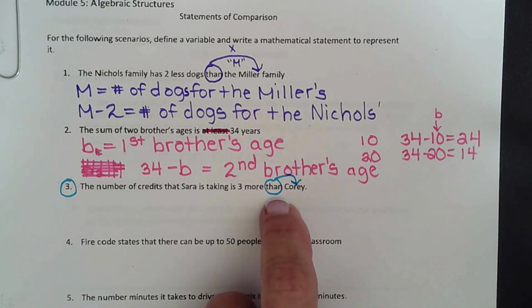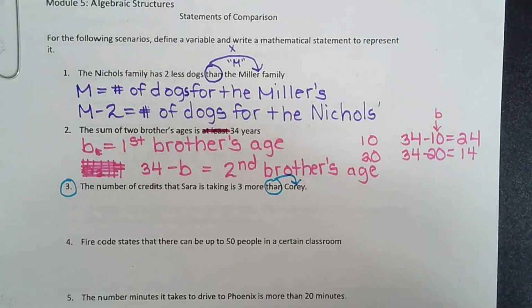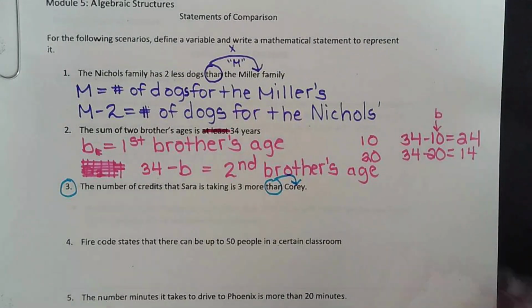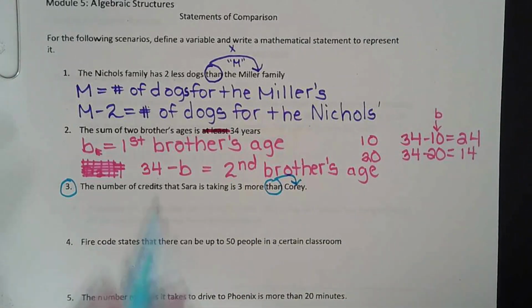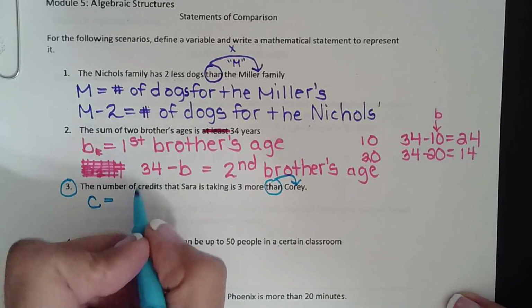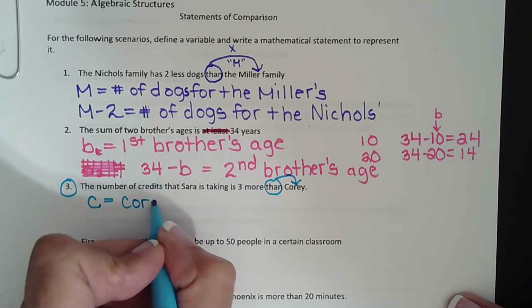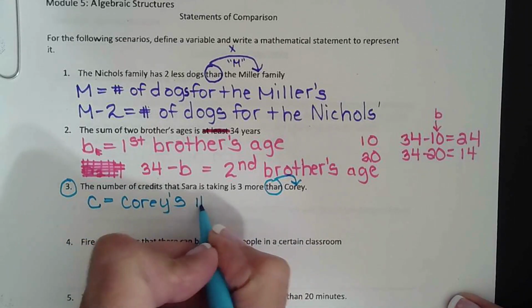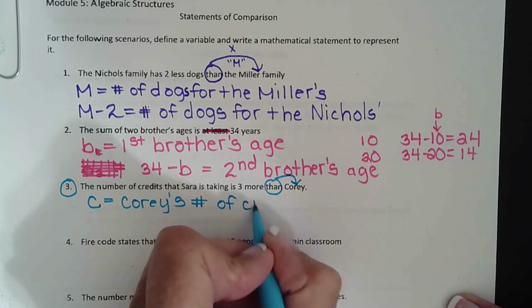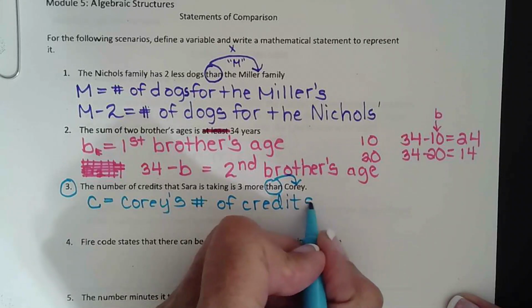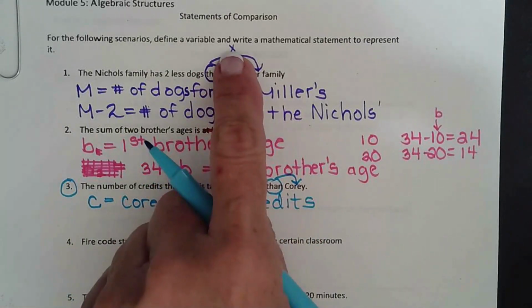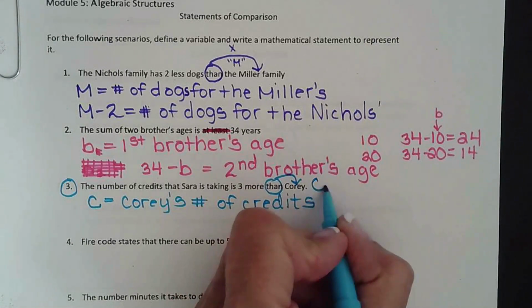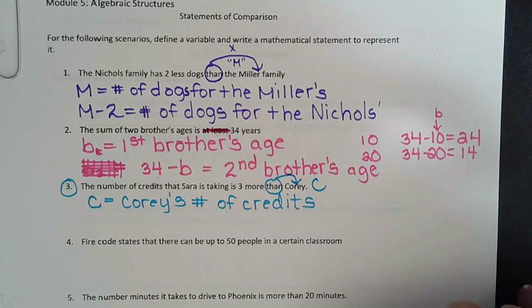Okay, there's my word then. Boom, I immediately know who's X, or in this case, maybe a better letter C. I love the word than. It makes the problem so easy. So than, whoever follows than is our X, or in this case, we'll say C equals Corey's number of credits. Okay, everybody understand why? Same reason here. Whoever follows than is just a variable, and use a variable that represents them.